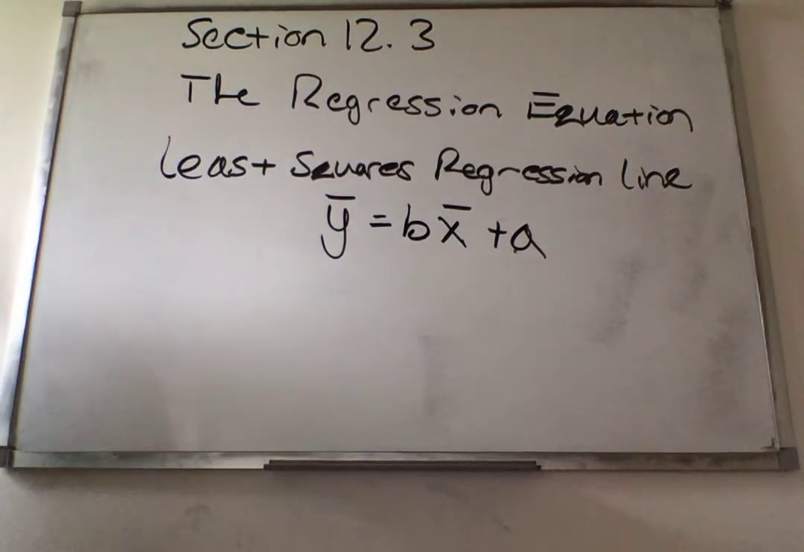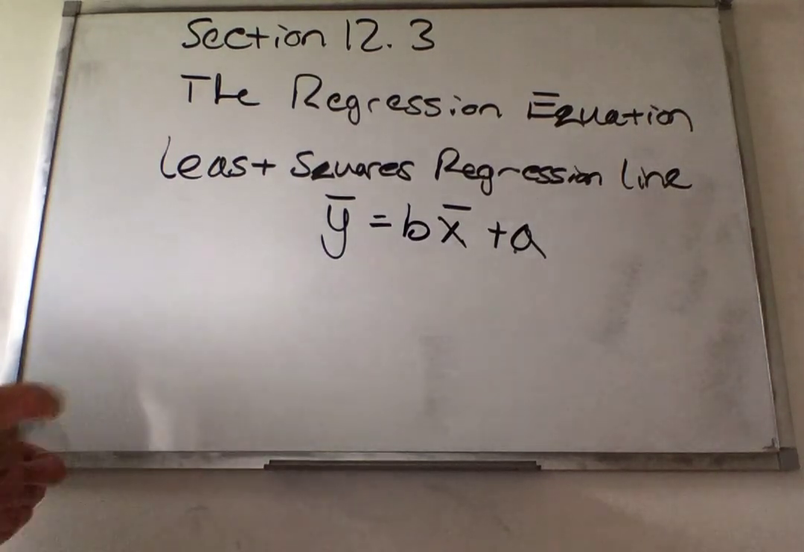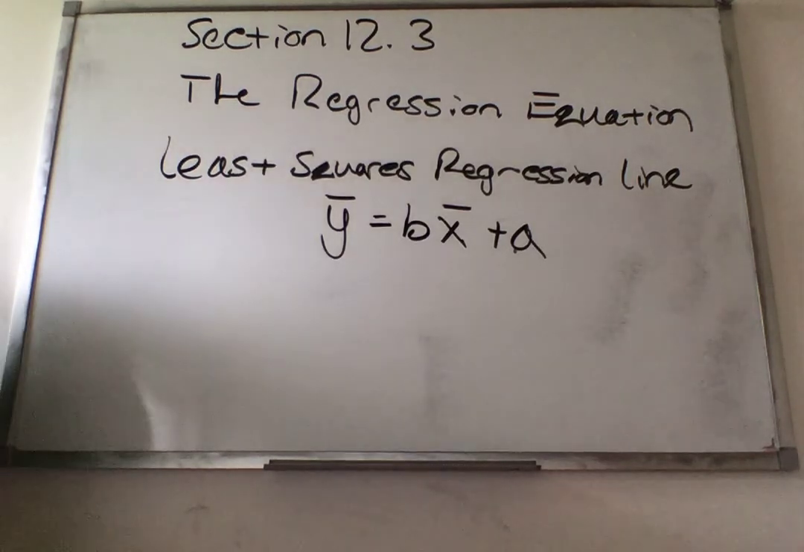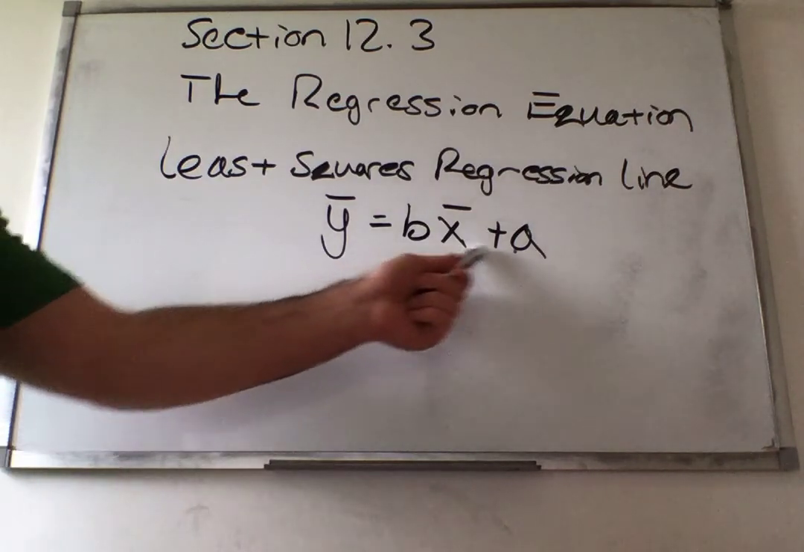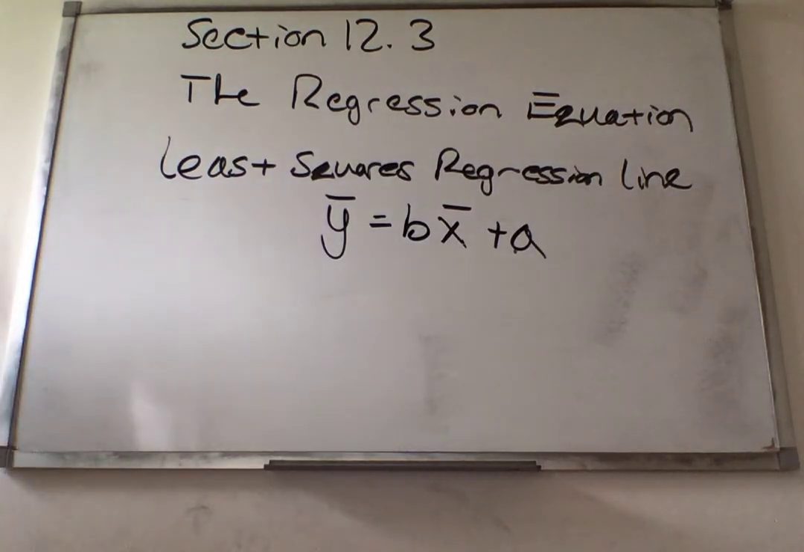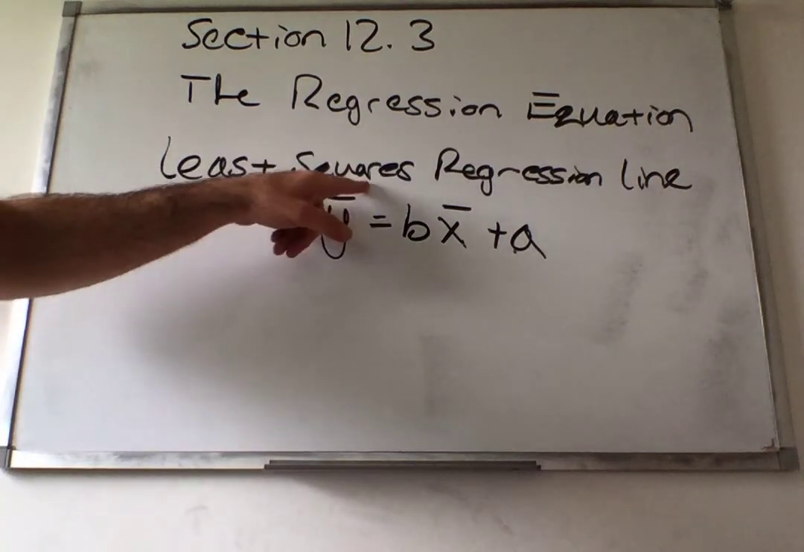x comma y. So remember what we do, we go around, we collect bivariate data, height versus weight, something like that. And we plot all these data points and we get a scatter plot. Now from that scatter plot, what we can do is find the equation of the line that best fits the data. Now we're going to go through what it means to be best fit, what least squares means.